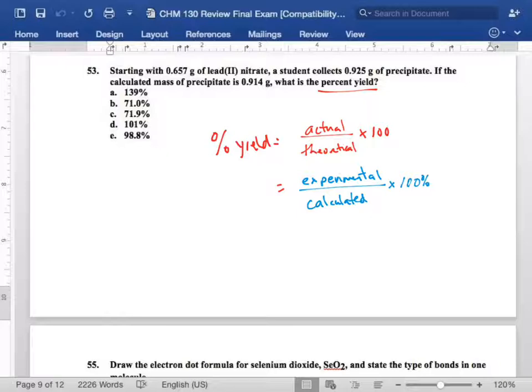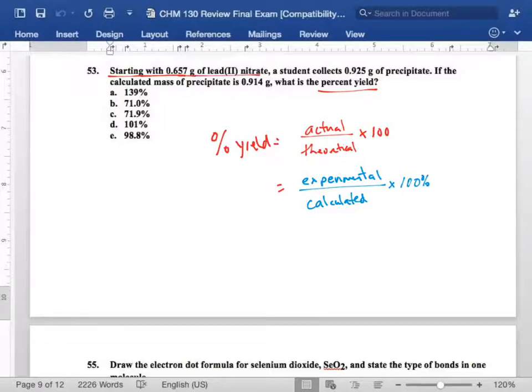Your theoretical and your calculated have to be calculated. The experimental or the actual is something that you would actually obtain in lab. So that has to be given to you in a question like this. You can't calculate it. It literally is an actual yield. So it's now going back and looking at our numbers and trying to piece together what happened.